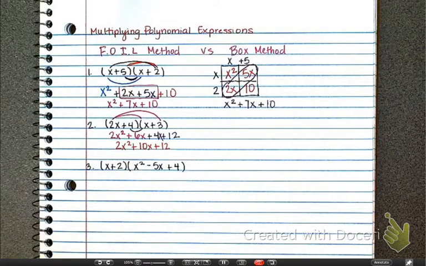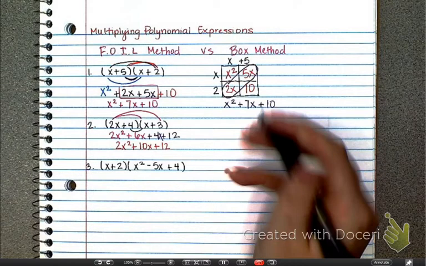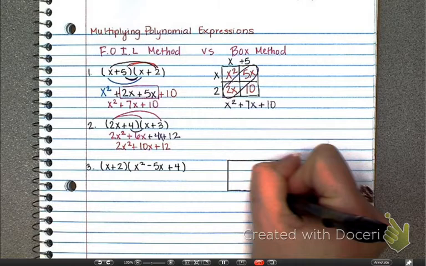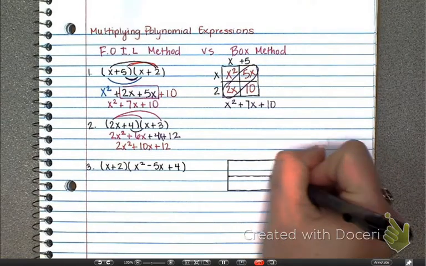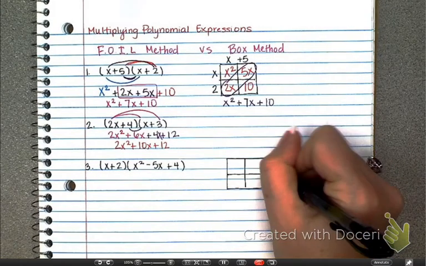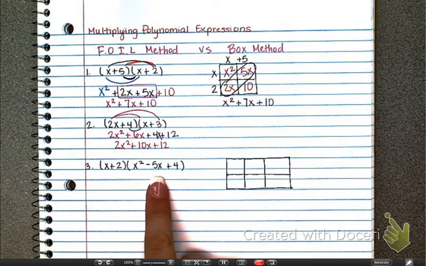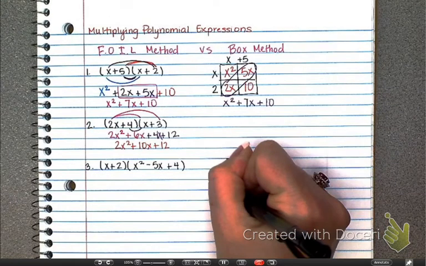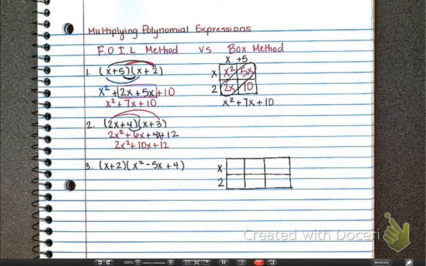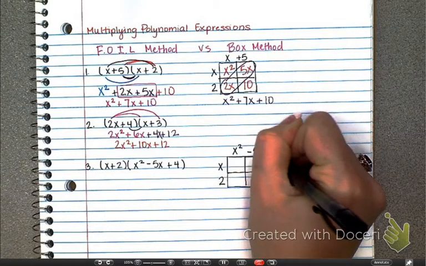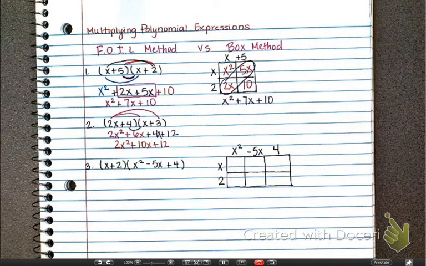So let me do this one with the box method. If you want to go ahead and do the FOIL method, you can. But if I create a box, it's going to be 2 rows by 3 columns because I have a 2 by 3. So my 2 rows is x plus 2, and across the top is x squared minus 5x and that positive 4.